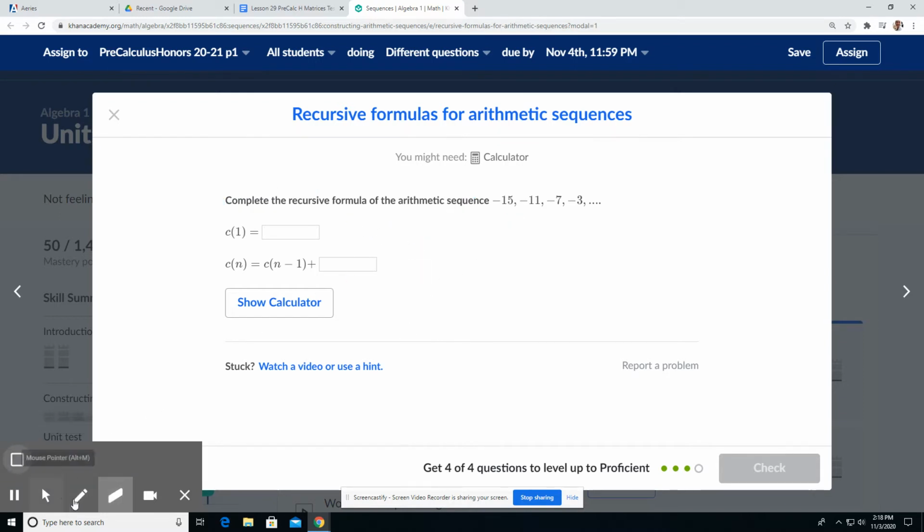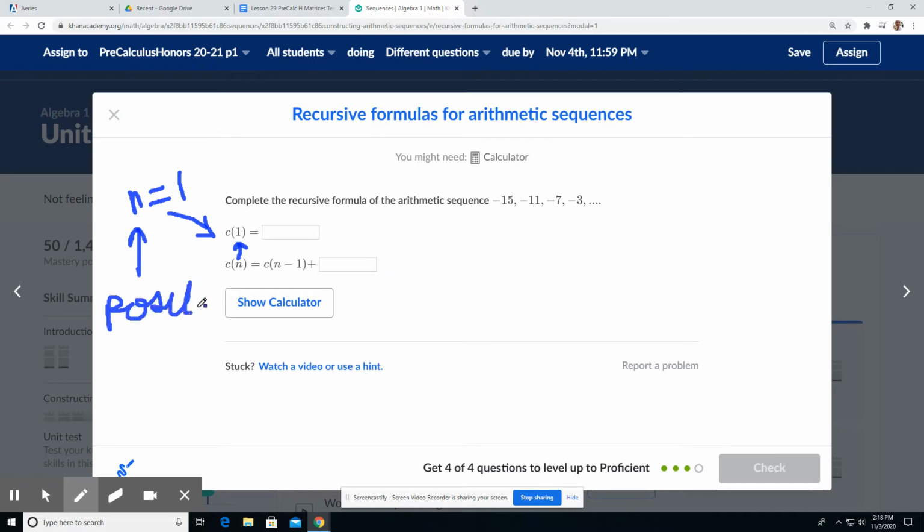Okay, let's see. Now, they're saying C sub 1, and right here it says C sub n equals C of n minus 1 plus, and then there's an entry, and then here's the entry here. So what that means is, notice that instead of n, we have the number 1. So for this one right here, n is equal to 1. Now what that means is it's the position. It's the position of our numbers.